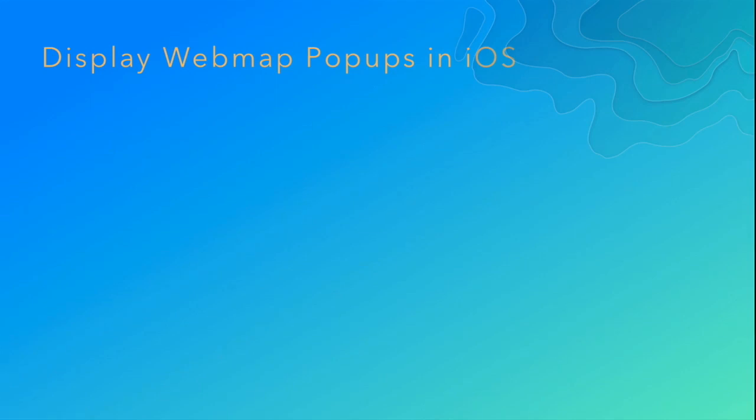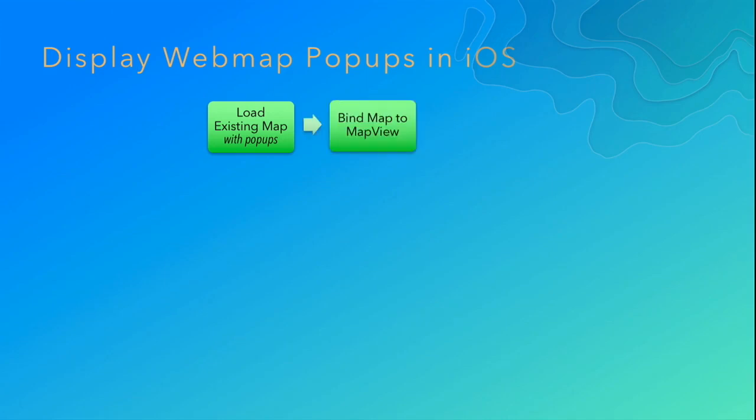Next, I'll talk about how these webmap pop-ups can be displayed in your iOS app. And the first step for that would be to load those existing maps with pop-ups configured in your app. And then you would bind that map to map view. We do this so the contents of the map, all the layers in it, would be rendered first.